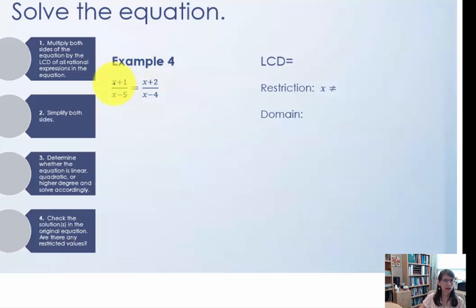Example 4, we have the quantity of x plus 1 divided by x minus 5 equal to the quantity of x plus 2 divided by x minus 4. So looking at each denominator, I can see that they are different from each other and each is completely factored. So our lowest common denominator is the product of those two unique factors.